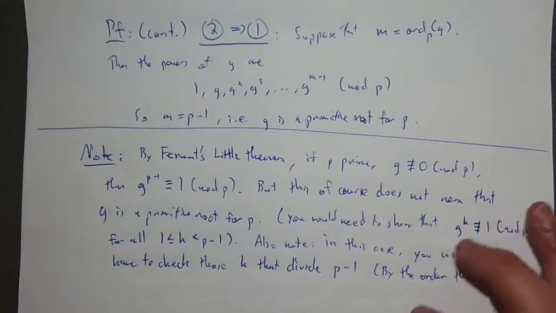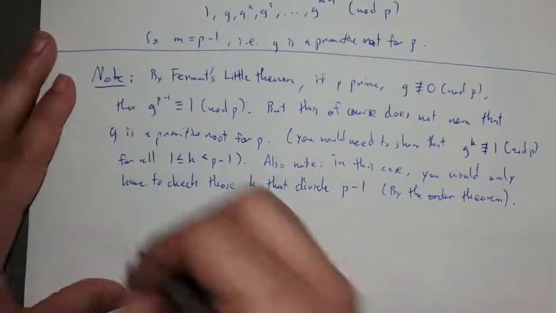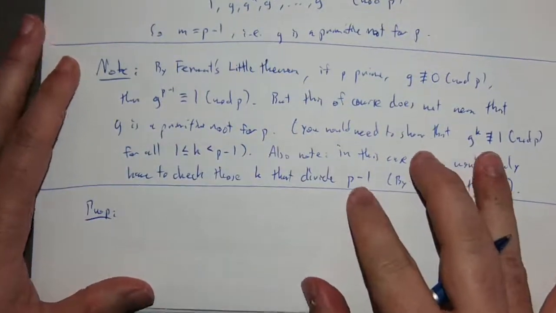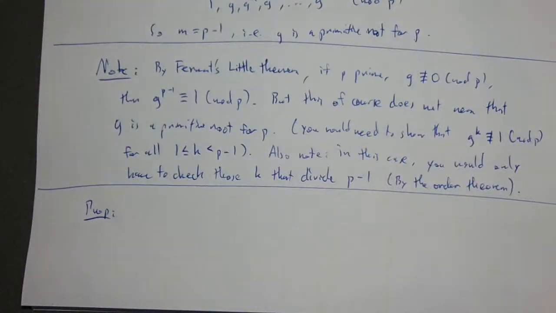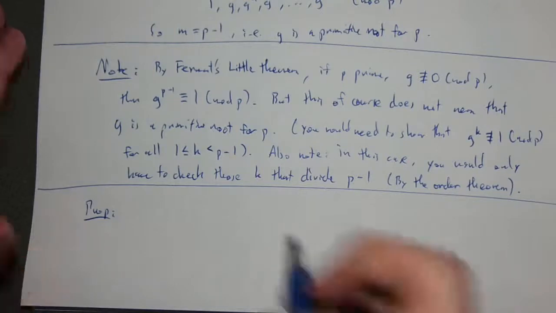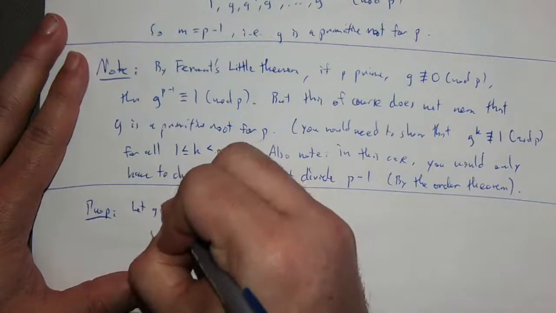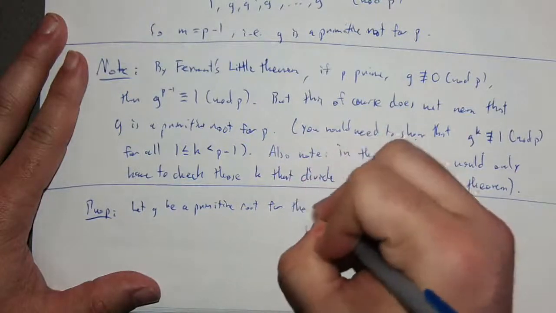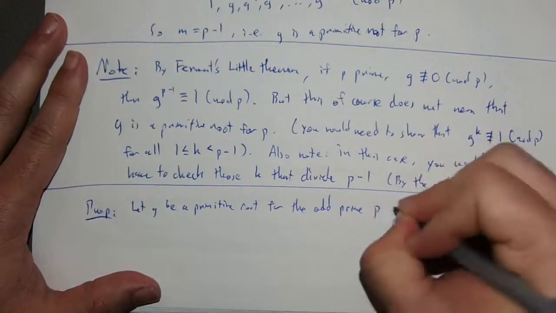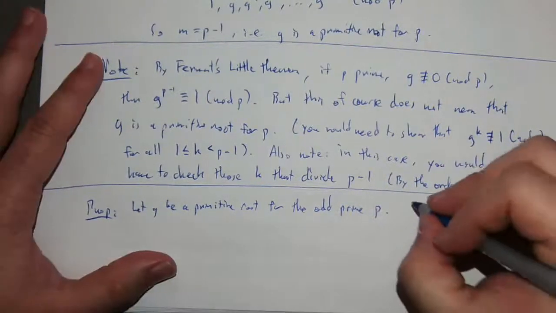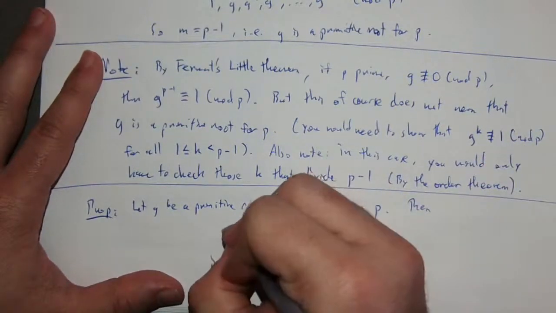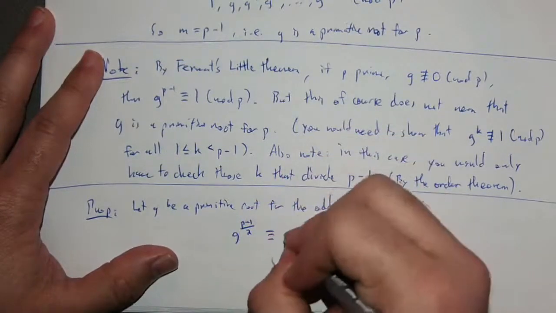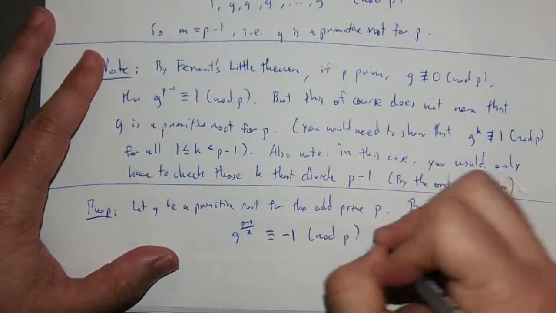Okay. So, going to list a proposition here concerning primitive roots. It's actually a special case of the next proposition I'm going to prove, but it's an important enough special case I think it deserves to be listed on its own. So let G be a primitive root for the odd prime P. Okay, so P can't be 2. You'll see why. Then G to the P minus 1 over 2 is congruent to minus 1 mod P.